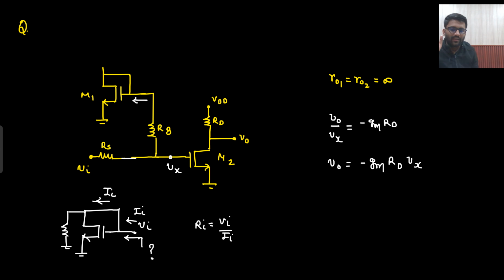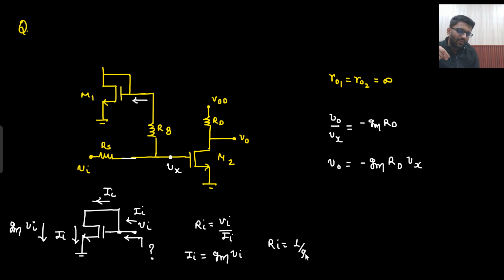But R naught is infinity. That means this I in will flow through this MOS only. So what will be your I in? I in will simply be, if this node is V in, then what is the current in MOS? The current in MOS will be GMV in. So I in is equal to GMV in. So what is your R in? R in is equal to 1 by GM. So this much portion can be replaced with 1 by GM.